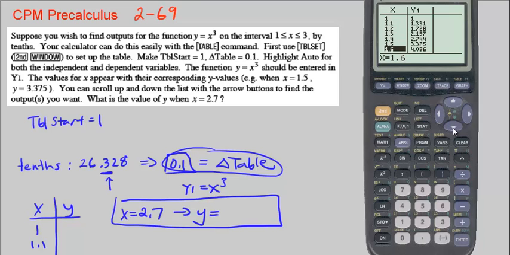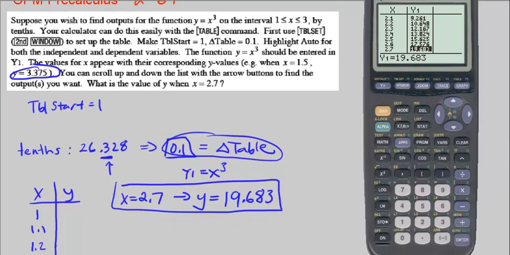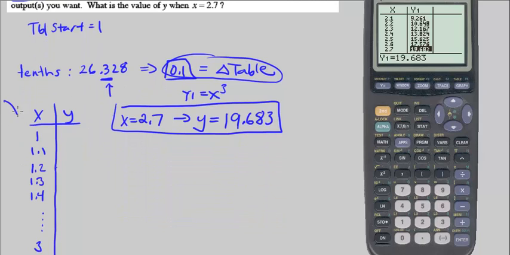They even say that when x is 1.5, y is 3.375. They say it right here. So what is the value of y when x is 2.7? We can scroll down to find when x is 2.7. Well, right here I see the value of y is 19.683. Okay? So this is helpful because it will allow us to fill in this table right here.